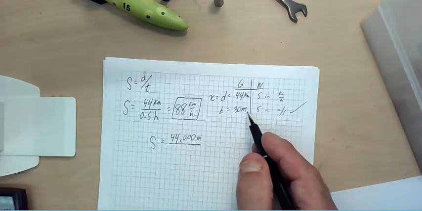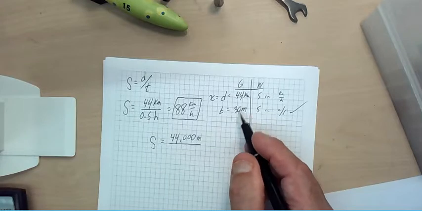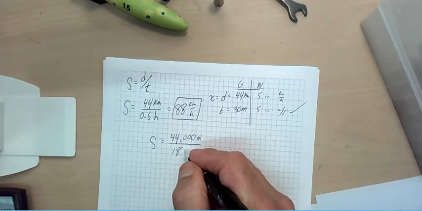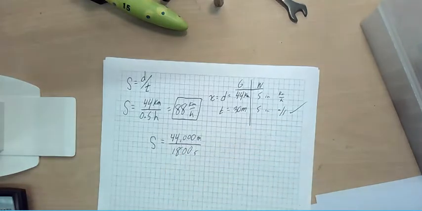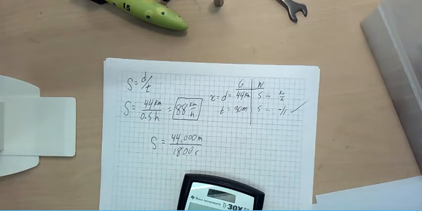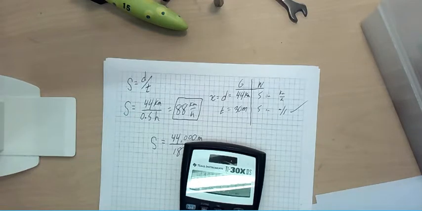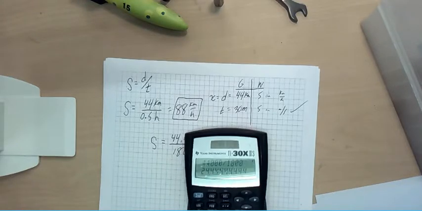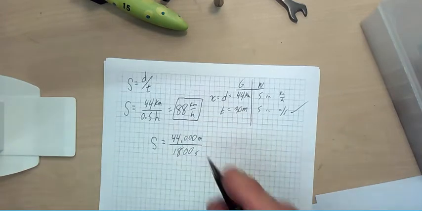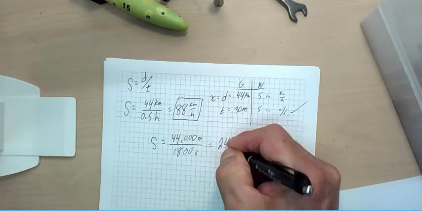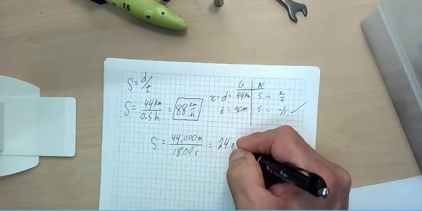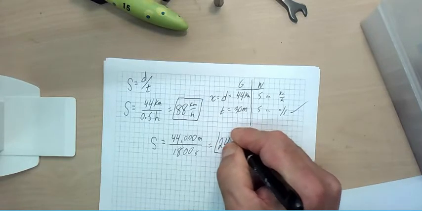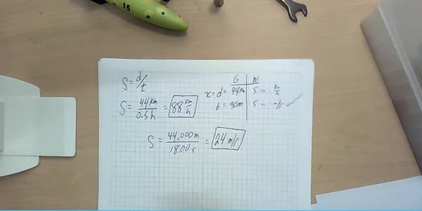60 times 30 is what, 1,800 seconds. And so the speed in meters per second is 44,000 divided by 1,800. In meters per second, we are at 24.4 meters per second. So there's the speed of the train.